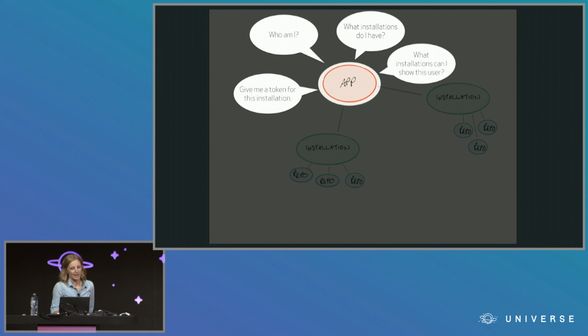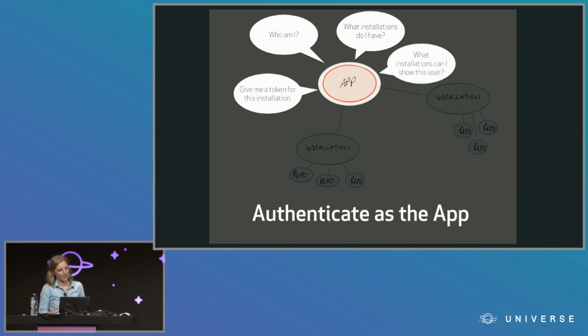So for the app itself, you might want to ask the API these kinds of questions, like what installations do I have? Give me a token for this installation. Who even am I? And when asking those high-level questions of the API, you'd want to authenticate as the app, which means using a private key that you generated back in the app settings page.